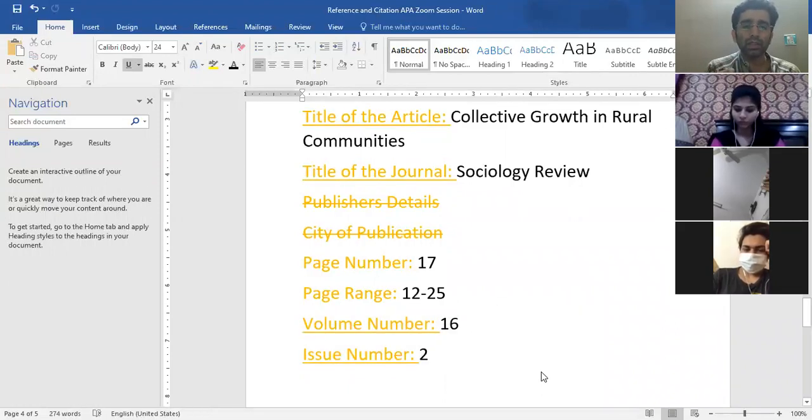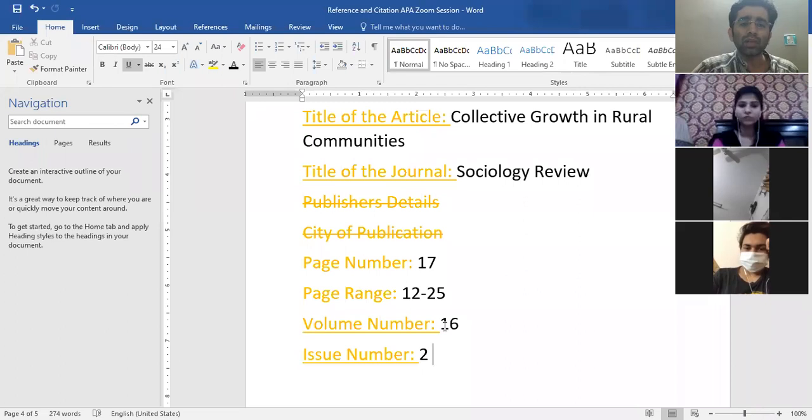For example, a journal might have two issues in a year. After every 6 months, there comes a new issue. So issue number one might come in June, the other one might come in December. The title of the journal will remain the same, but volume number and issue number will be different. It all depends upon the journal's policy and editor how they use these volume numbers and issue numbers.